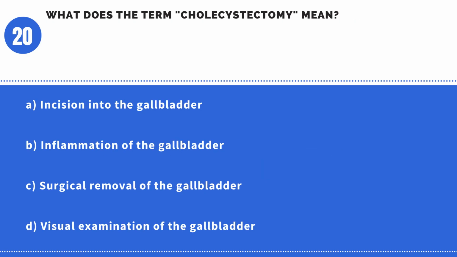Question 20. What does the term cholecystectomy mean? A. Incision into the gallbladder. B. Inflammation of the gallbladder. C. Surgical removal of the gallbladder. D. Visual examination of the gallbladder.